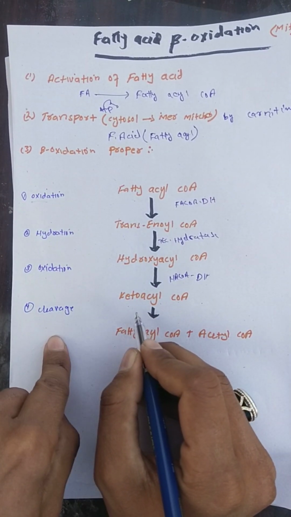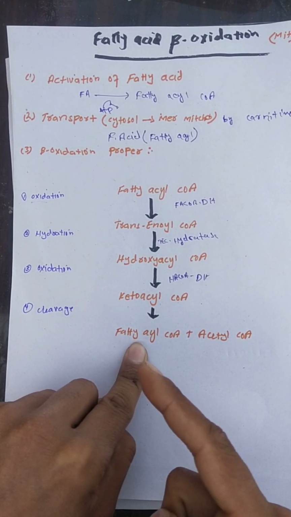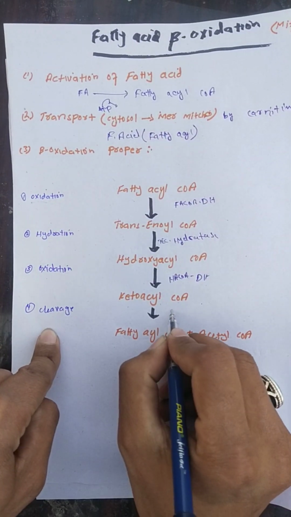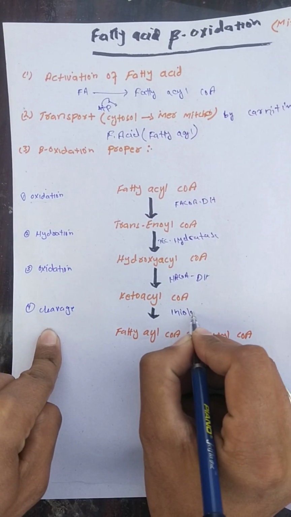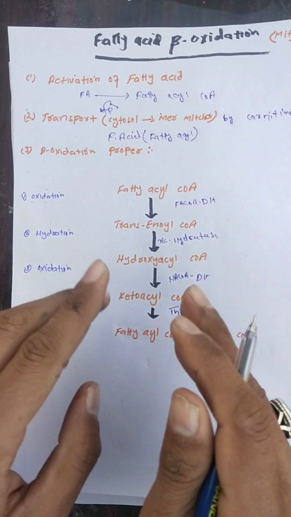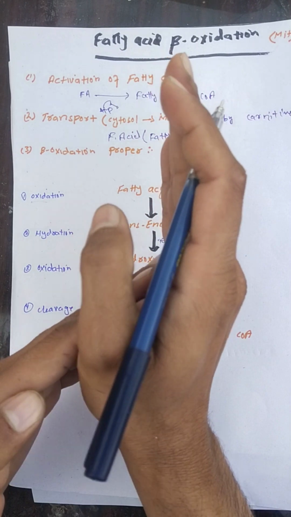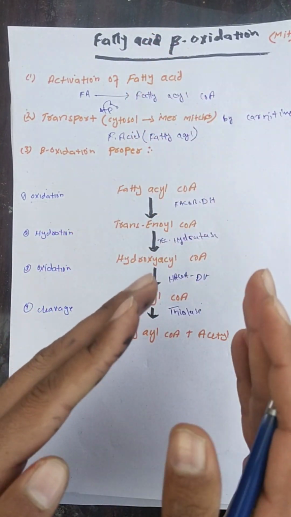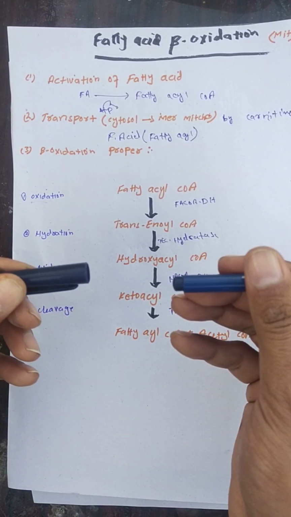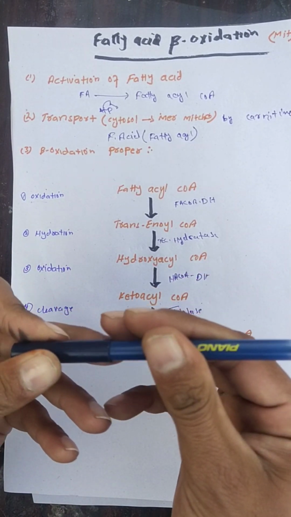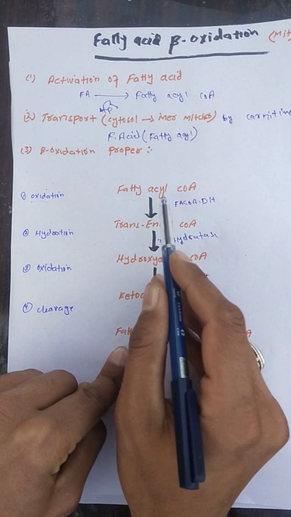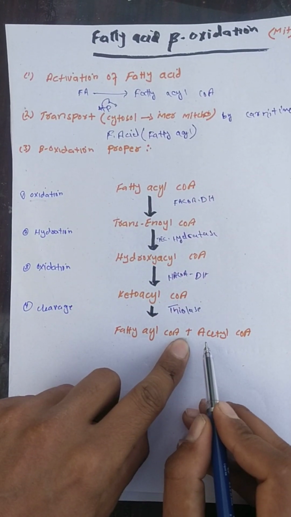Then the cleavage, this is one more reaction which is extra compared to those mnemonic steps. For the cleavage we have an enzyme called thiolase, which converts this ketoacyl CoA into two products, because we are degrading the fatty acid by beta oxidation. So there should be two products when we degrade one thing. Which two products? One is the fatty acyl CoA, simple. The second one is acetyl CoA.